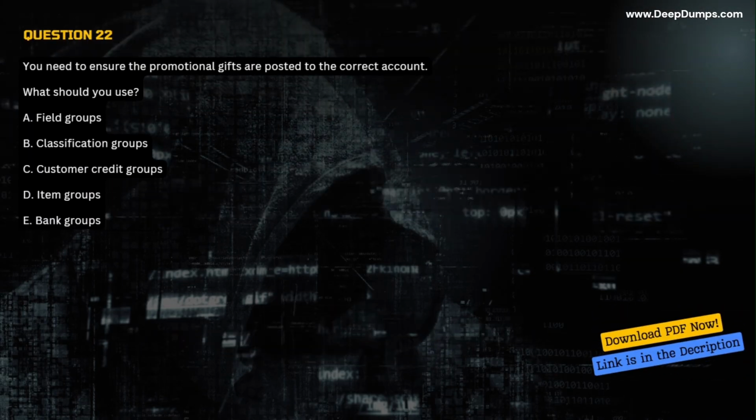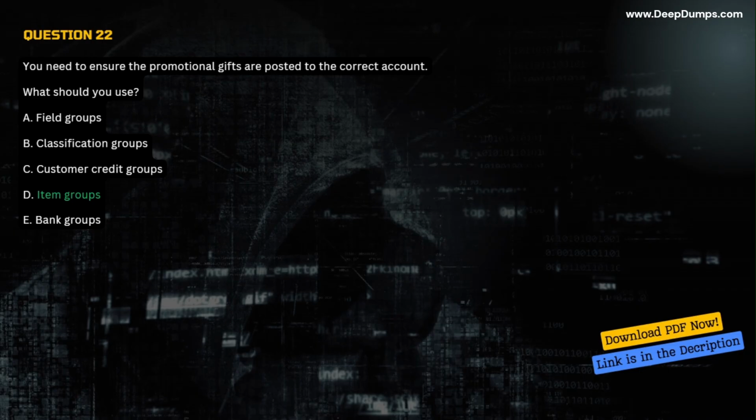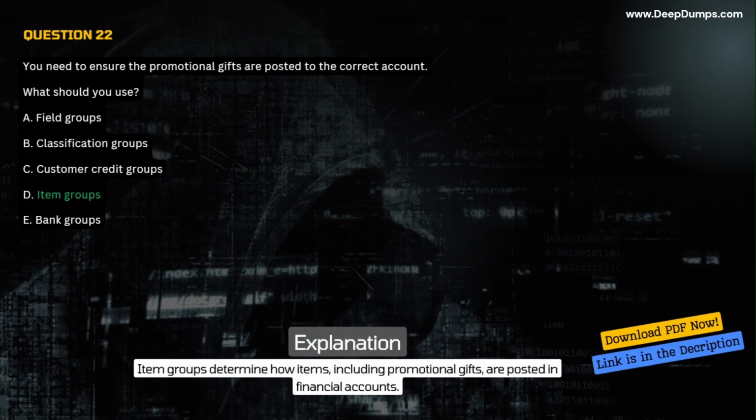Question 22. You need to ensure the promotional gifts are posted to the correct account. What should you use? A. Field groups. B. Classification groups. C. Customer credit groups. D. Item groups. E. Bank groups. Correct answer D. Item groups. Explanation. Item groups determine how items, including promotional gifts, are posted in financial accounts.